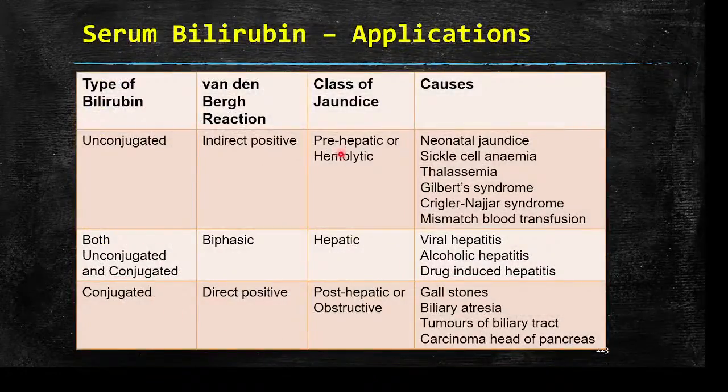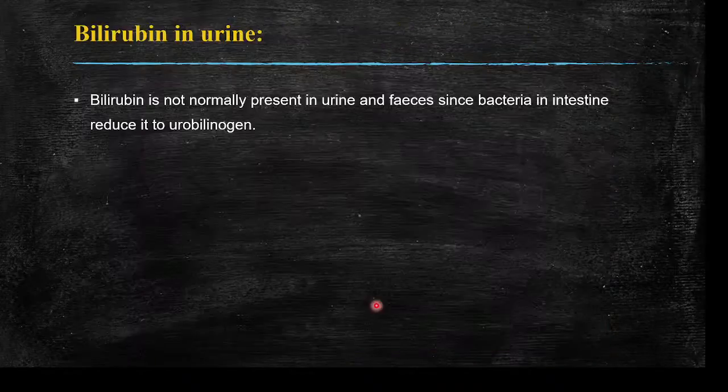Okay, so there are three types of jaundice. That is prehepatic, that is hemolytic, which is due to breakdown of heme; hepatic jaundice, due to some infections or damage to the liver due to alcoholism or drug induced hepatitis; and post-hepatic, that is due to obstructive jaundice, which is due to blockage in the biliary tract.